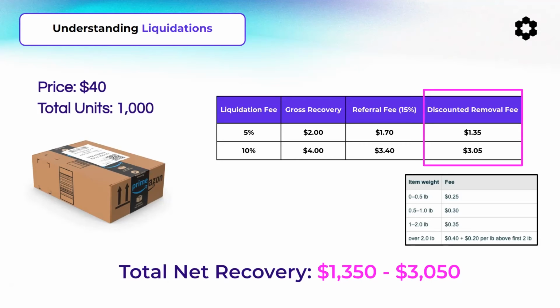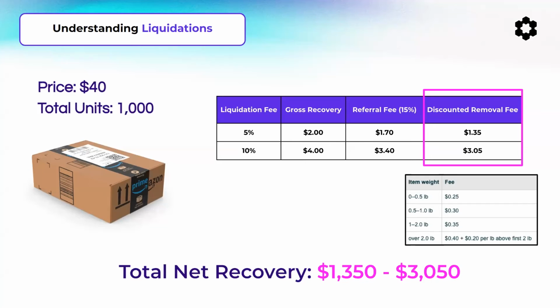So let's say you've got a product priced at $40. That's what you sell it for. And you've got 1,000 units of this product that you want to liquidate. Amazon is going to send that product to a buyer, and the money you get back is usually between 5 and 10% of your retail price. They call it the gross recovery value. So your gross recovery value on a $40 product would be between $2 and $4. Then, because Amazon is Amazon, they're going to charge you a 15% referral fee.